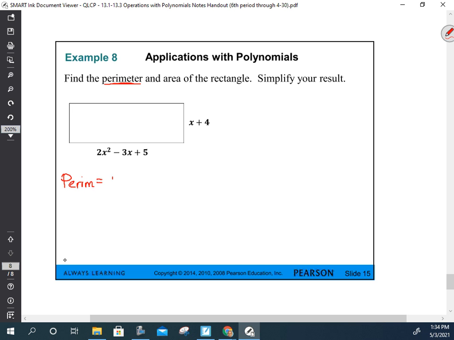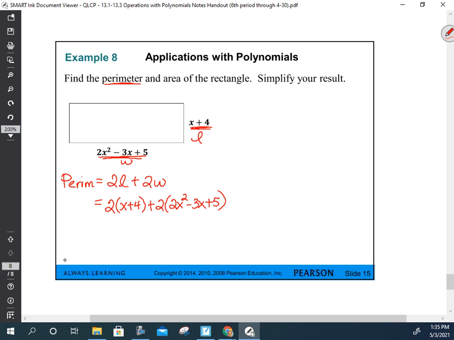So perimeter is 2 times the length plus 2 times the width. So there's your length, there's your width. If you switch them up, it doesn't make a difference. They're getting plugged into the same formula. So 2 times x plus 4, and 2 times 2x squared minus 3x plus 5. There's your setup.